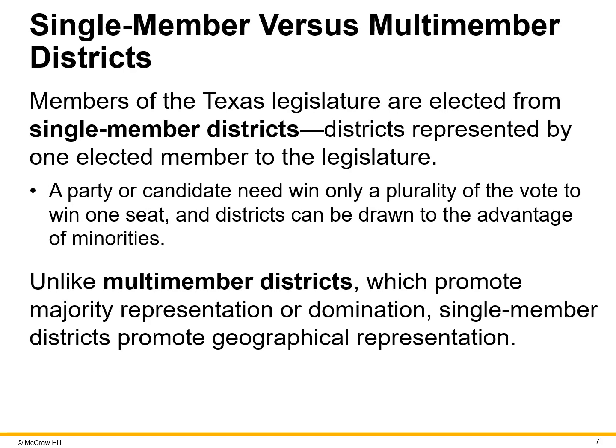Single-member versus multi-member districts. Members of the Texas legislature are elected from single-member districts, districts represented by one elected member to the legislature. A party or candidate needs to win only a plurality of the vote to win one seat, and districts can be drawn to the advantage of minorities. Unlike multi-member districts, which promote majority representation or domination, single-member districts promote geographical representation.